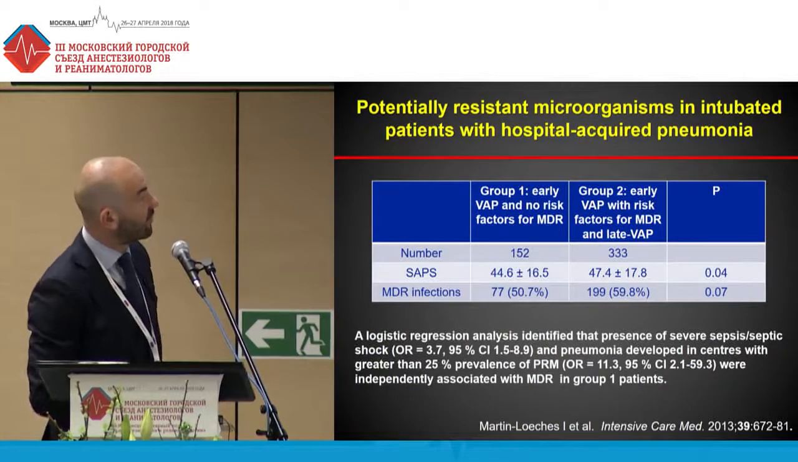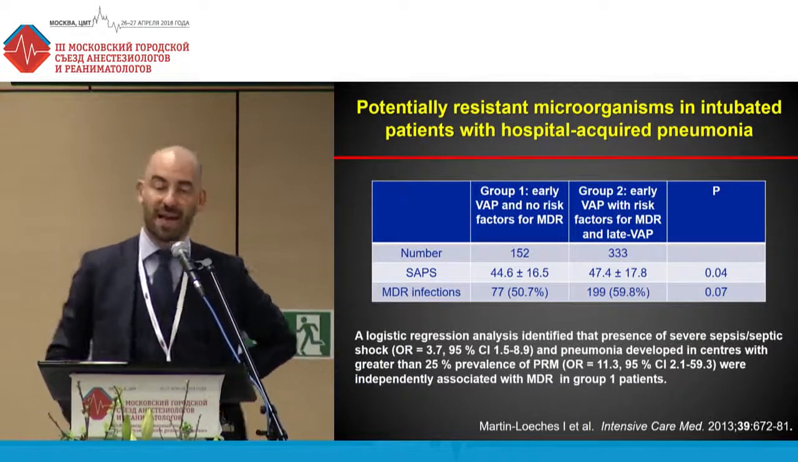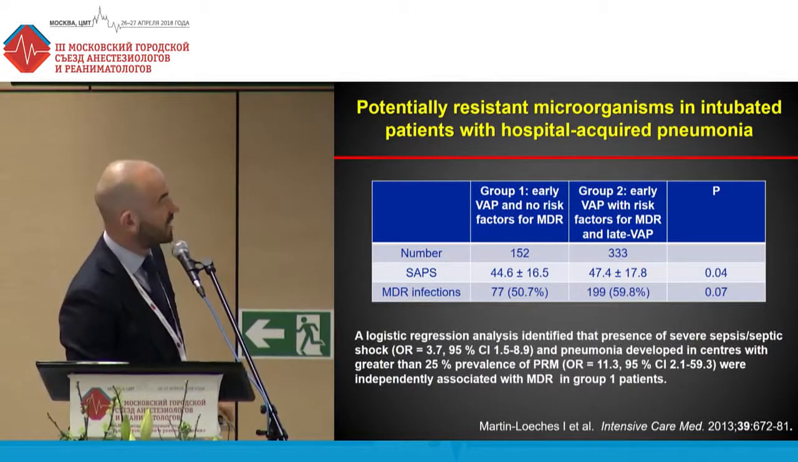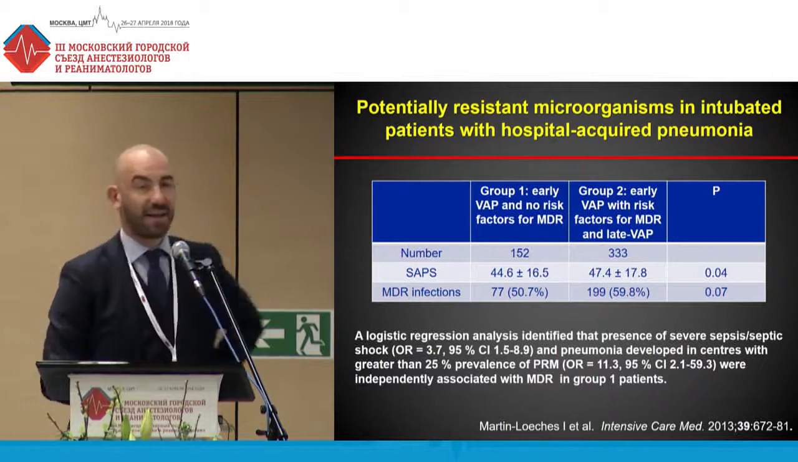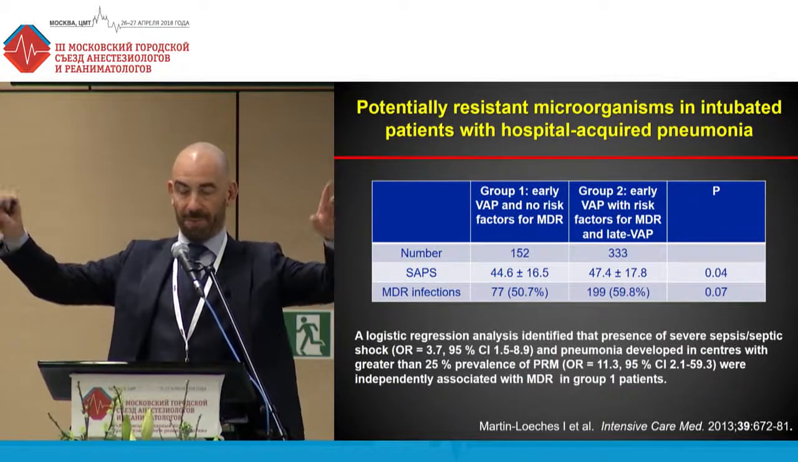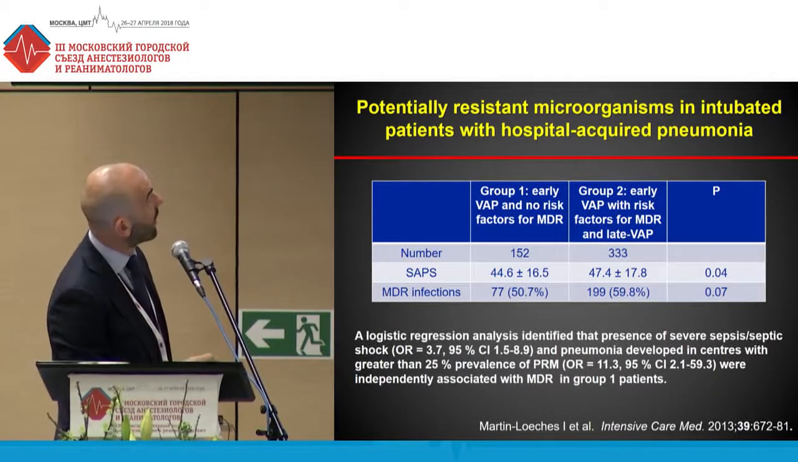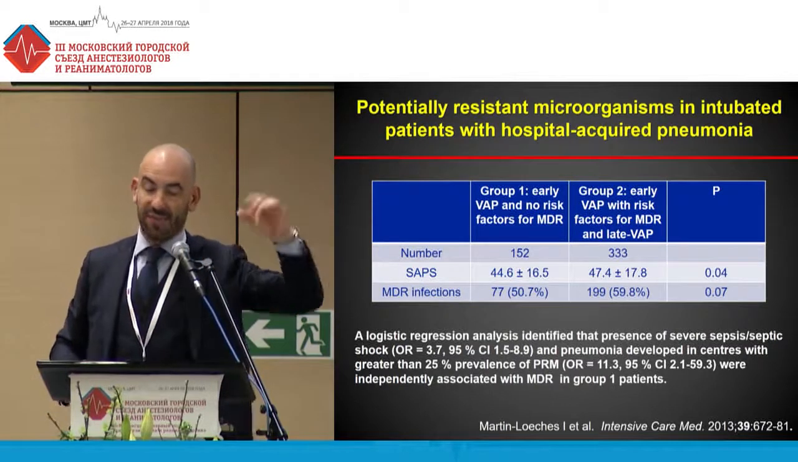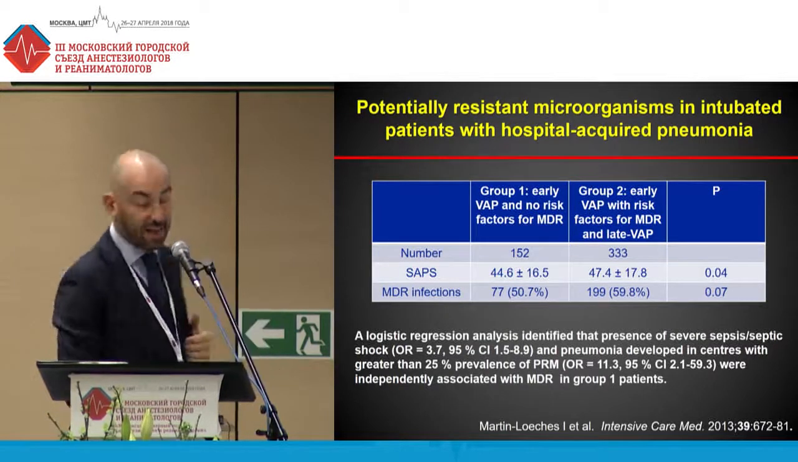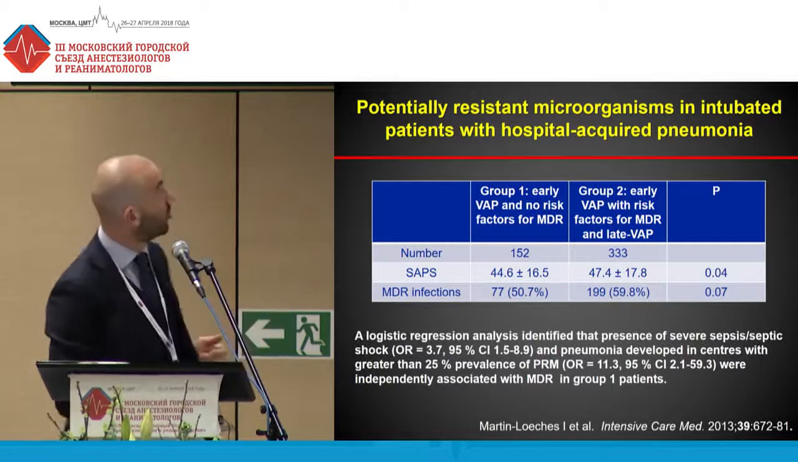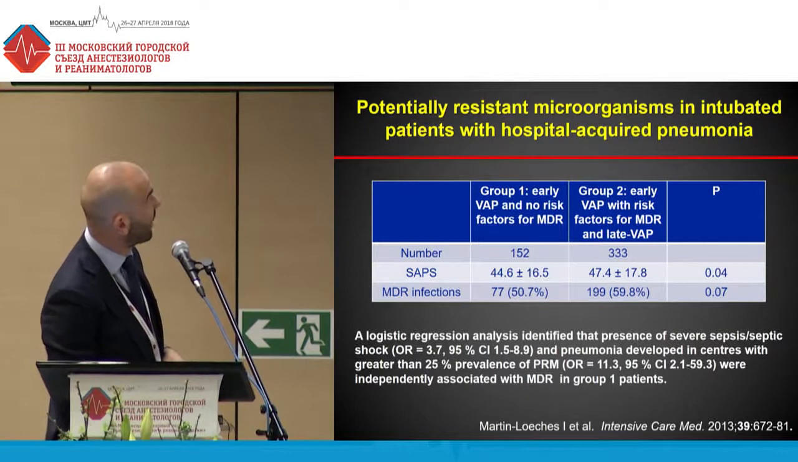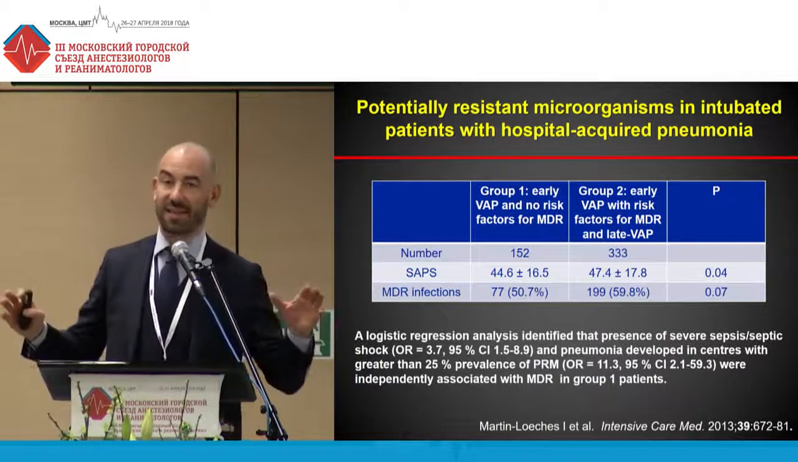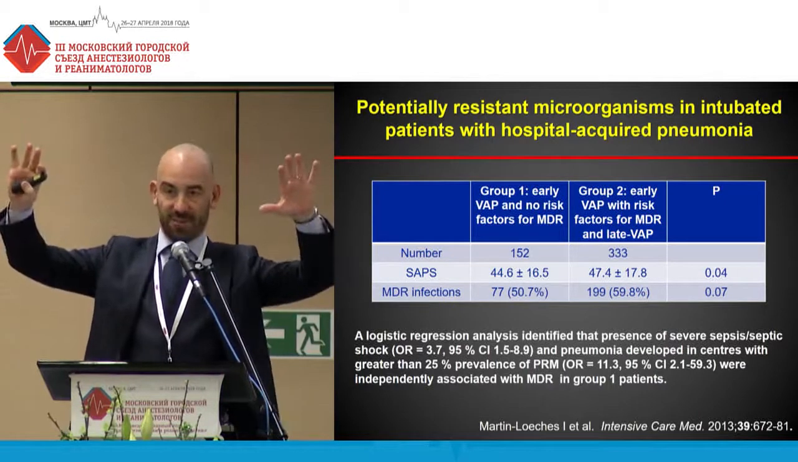In this second very nice paper, published by Ignacio Martin-Loeches in Intensive Care Medicine, they divided patients into groups. Group 1, where they have early ventilator-associated pneumonia and no risk factors for MDR. And Group 2, early VAP with risk factors for MDR and late VAP. You can see, look, MDR infections were equally present in the two populations.